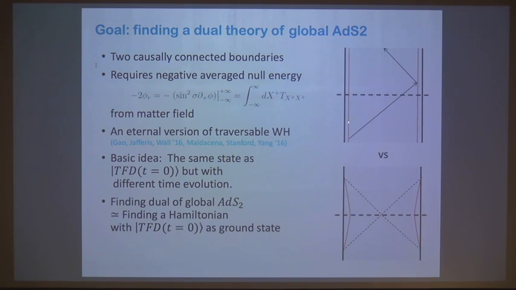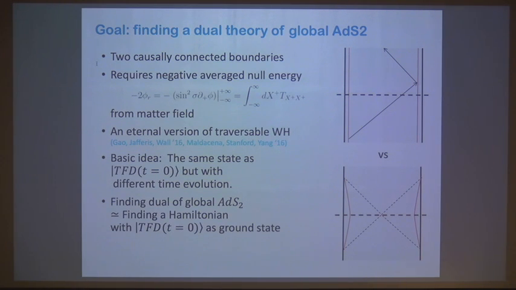It's known that to realize such a geometry, you have to have some negative energy matter, because otherwise you will violate the null energy condition. Otherwise you couldn't make the dilaton field go down and up along a light ray. And so this problem is closely related to the eternal wormhole proposals of Gao, Jafferis, and Wall, and also Maldacena, Stanford, Yang.